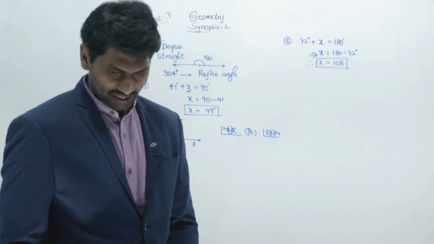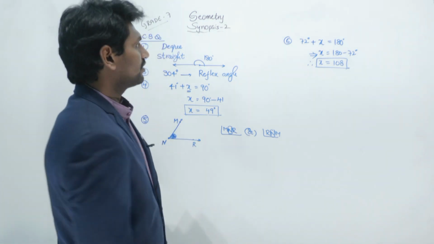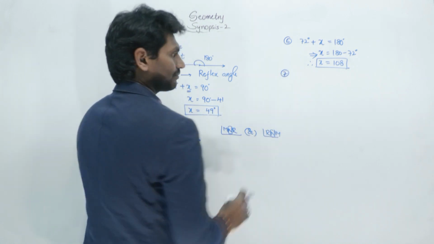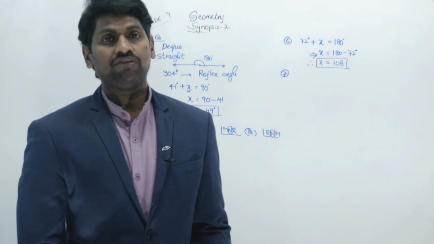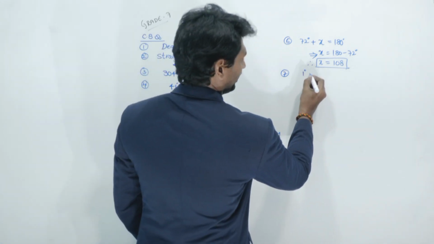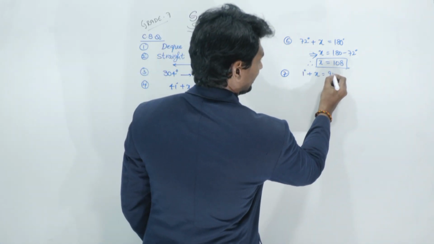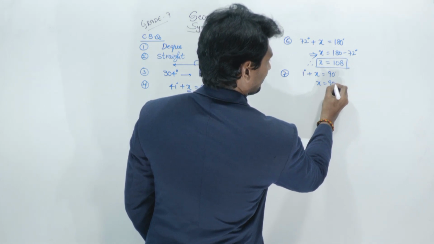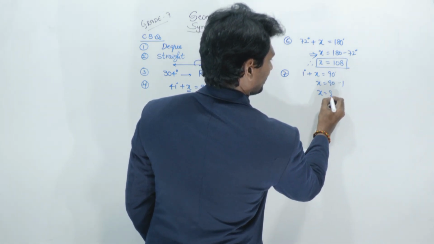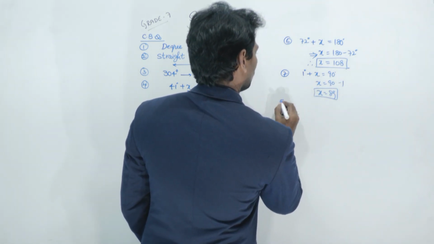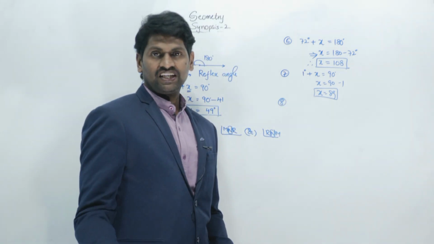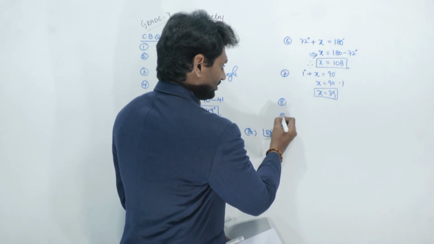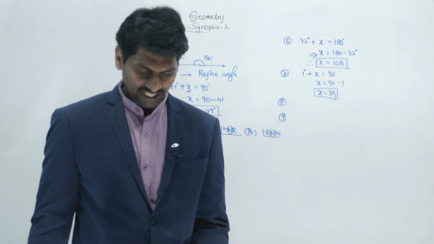Now let us go to the next problem. Problem number 7. It is given that the complementary angle of one angle is 89. Now 8th problem, supplementary angle of 178, that we can try. Because 6, 7, 8, 9 are the same models, we can try.